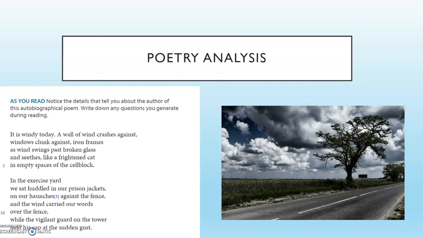Tone is the poet's attitude toward a subject. Poets often communicate tone through their choice of words and details. Reread the first stanza. What words or phrases reveal the tone? How does the speaker feel about the situation based on this evidence?